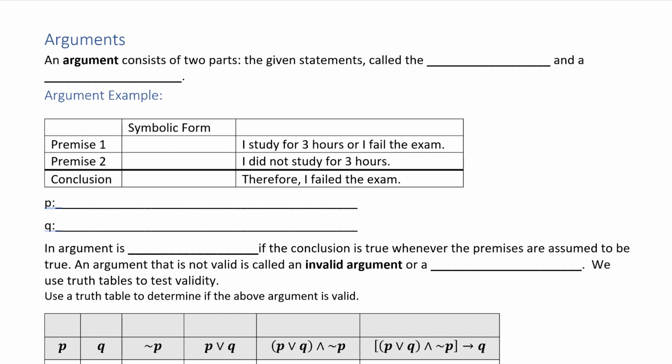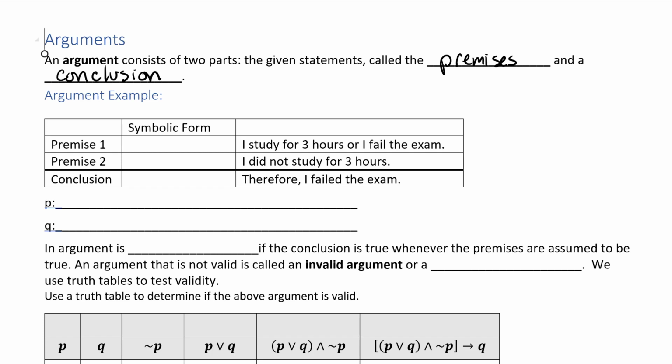Today we're going to be talking about arguments. An argument consists of two parts: the given statements, which we call the premises, and a conclusion. Here is an example of an argument.